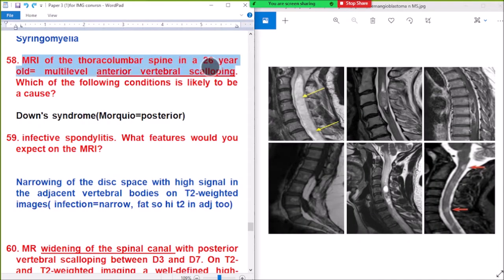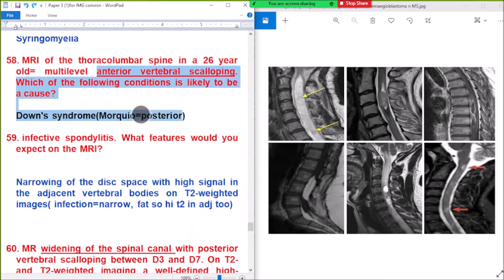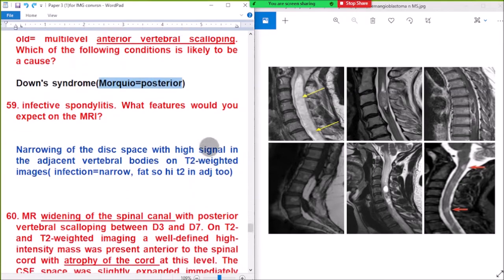MRI of the thoracic spine in a 26-year-old shows multi-level anterior vertebral body scalloping. Therefore, the likely cause is Down syndrome. Anterior vertebral body scalloping is seen in Down syndrome. In Marfan syndrome, posterior vertebral body scalloping is seen.